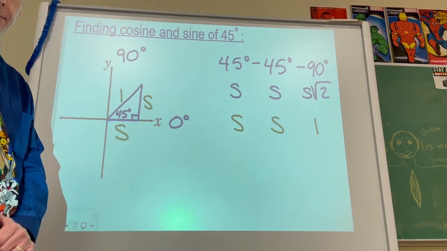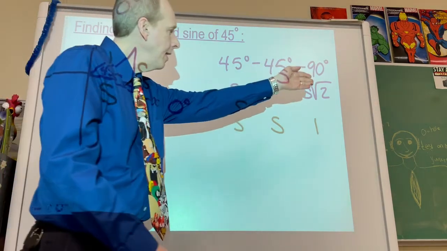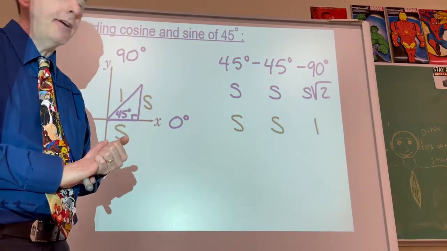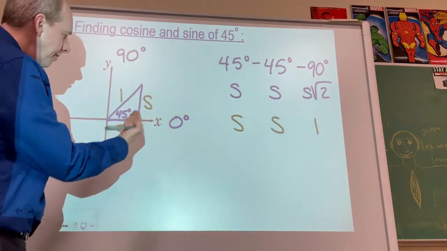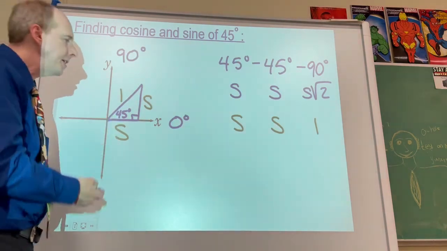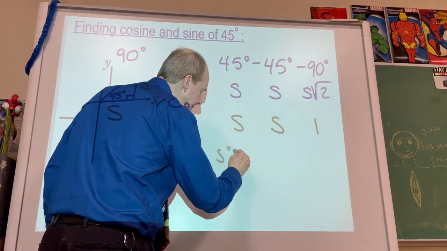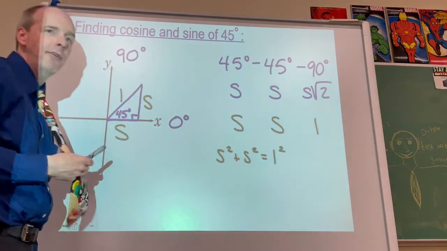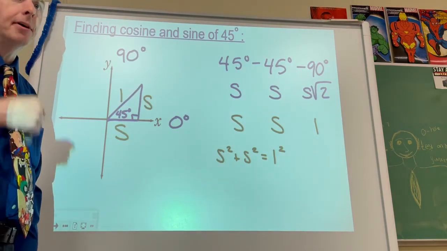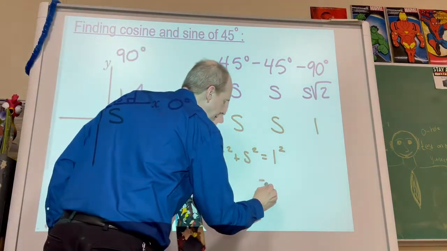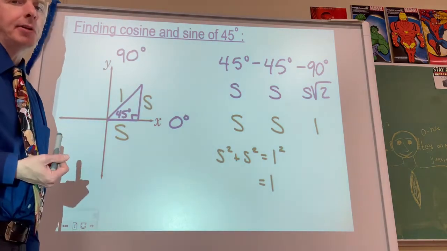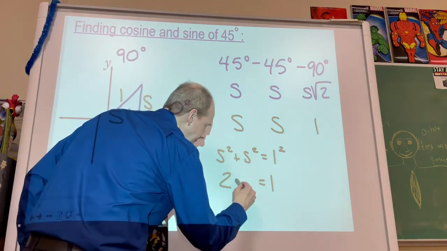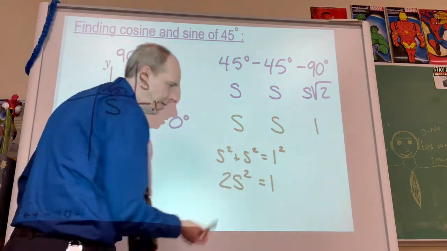We could do Pythagorean theorem. We could set these two equal to each other and solve for s. Well, let's just do Pythagorean theorem. We're pretty comfortable with that. A squared plus b squared equals c squared, yes. So s squared plus s squared equals 1 squared. I'm feeling extra helpful. I'll do the part on the right. 1 squared is 1. What's s squared plus s squared? 2s squared. Right? You have 1s squared plus 1s squared is 2s squared.